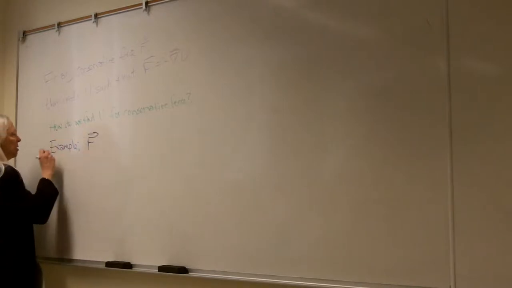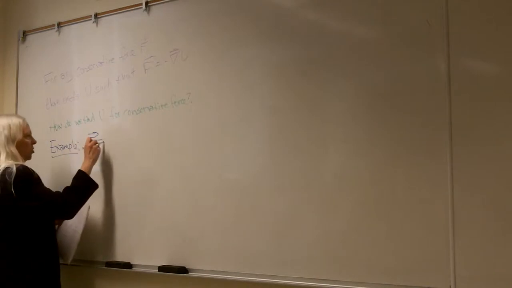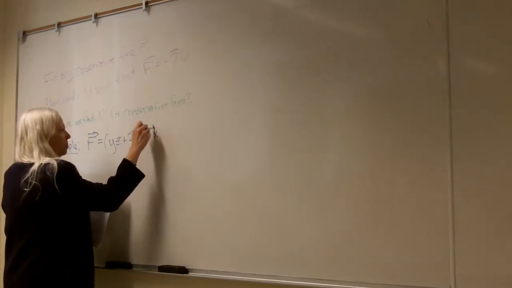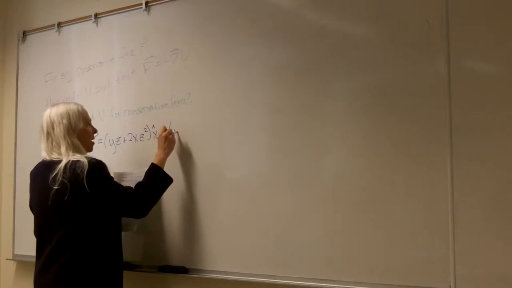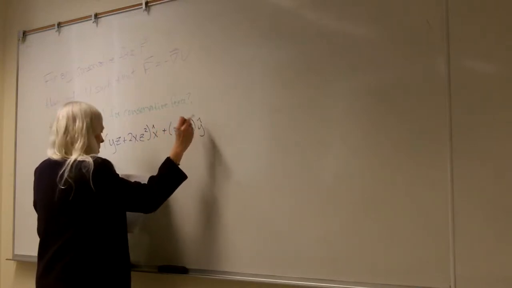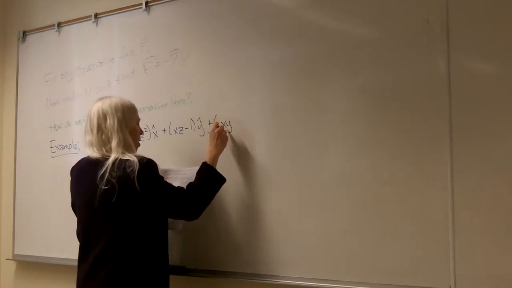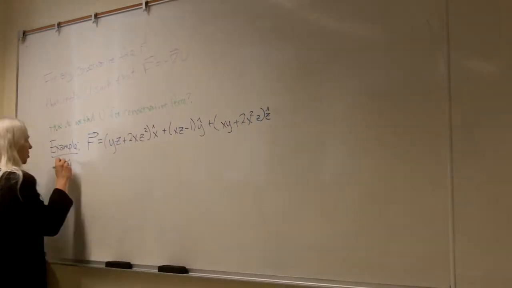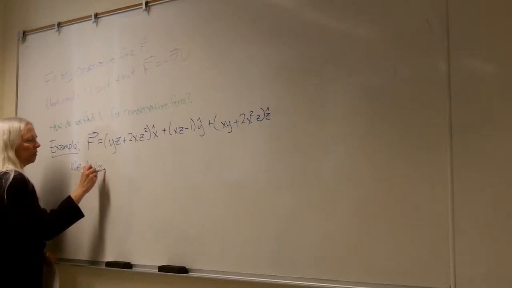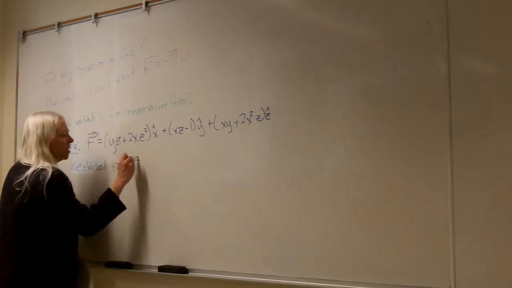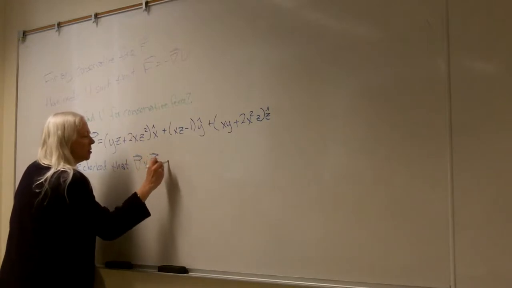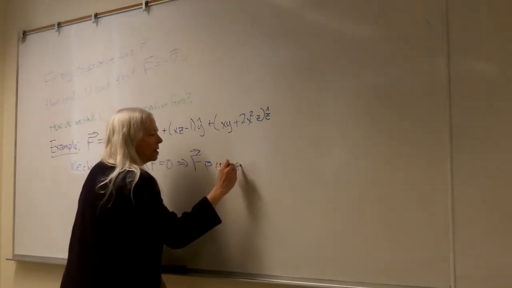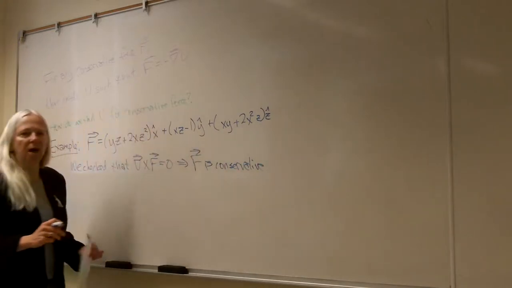So our force for this example was equal to the quantity xy plus 2xz squared times x hat, plus the quantity xz minus 1 times y hat, plus the quantity xy plus 2x squared z times z hat. And we checked last time, the very last thing we did before the end of class, that the curl of this force is equal to zero, which means that F is conservative. So that means the potential energy does exist. So the question is how to find it.